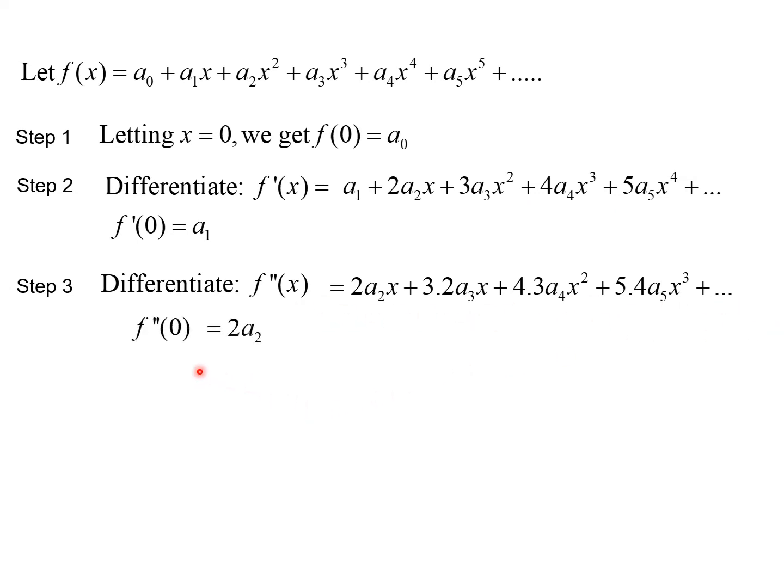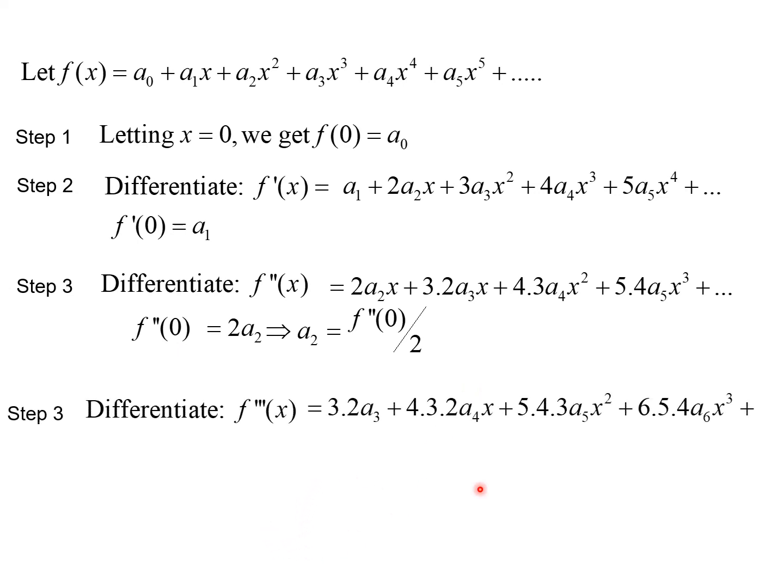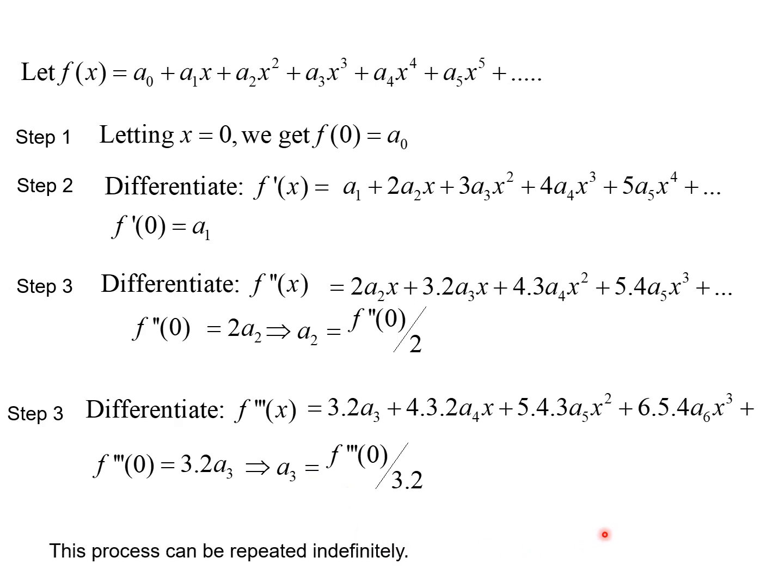Next, we will substitute x as 0, we'll get 2a2, so therefore a2 will be the value of f double prime x when you substitute x as 0, over 2. Next, the third step will be to differentiate the third time. We repeat the process, and next we will get f triple prime. We substitute with 0, and obtain the value of a3. And this process can be repeated indefinitely.